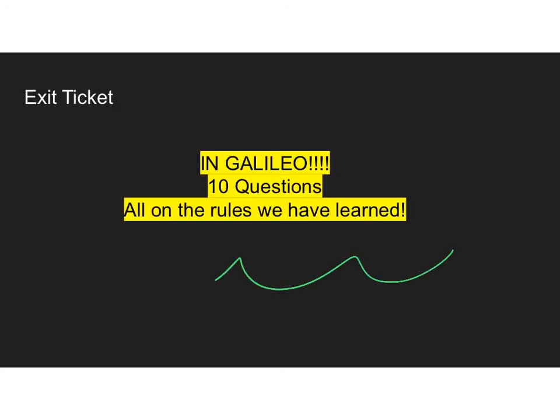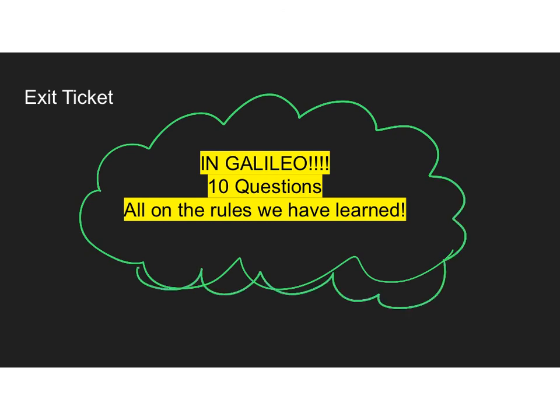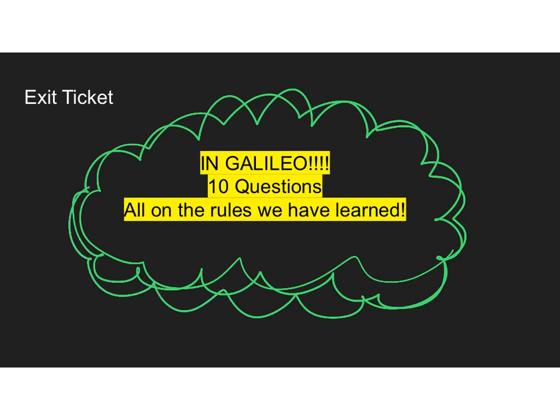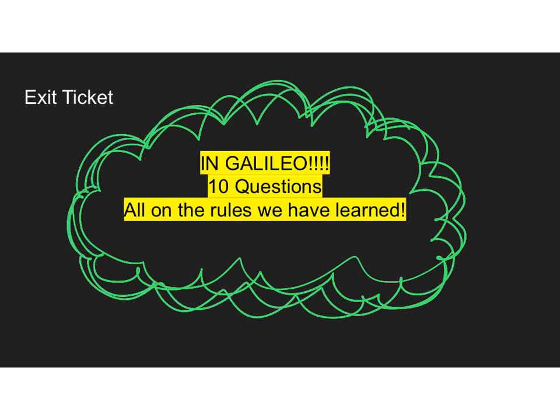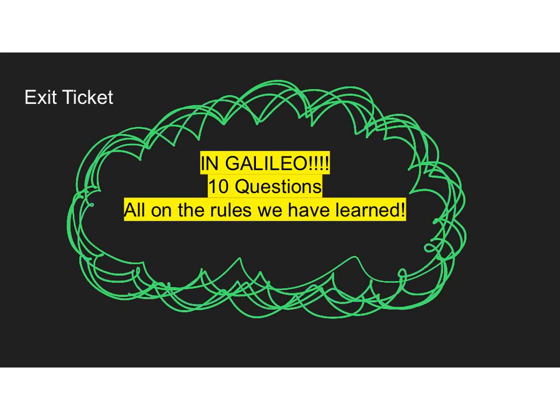Your exit ticket for today is 10 questions in Galileo. It's kind of like a mini quiz. Instead of an exit ticket, you have the rest of the time to work on this. There's no reflection for today. So please head over to Galileo and utilize your notes to help you out. Reference them and the different rules as you solve these questions. Go ahead and get started.